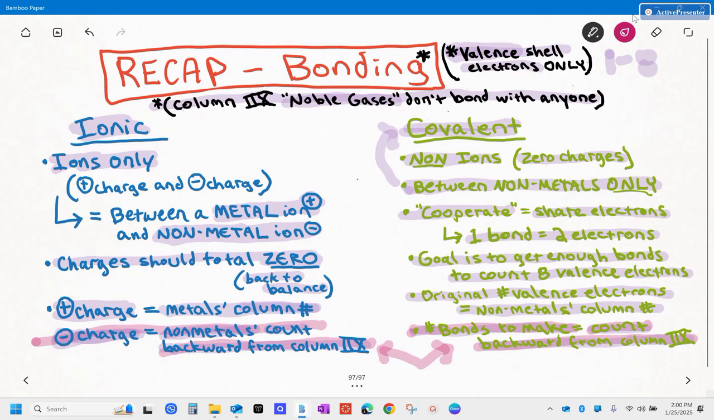One is we're talking about ions, what their charge is, how many extra electrons they have. But for covalent, for regular elements that are not ions, you do the same thing. You count backwards from column 8, but that's to tell you how many bonds it needs to make in order to get that full set of 8 valence electrons in its outer orbital, in its valence shell. That's the atom. That's it, man.